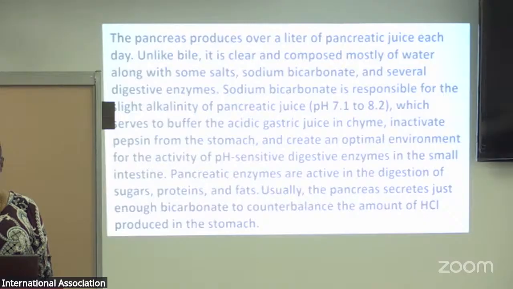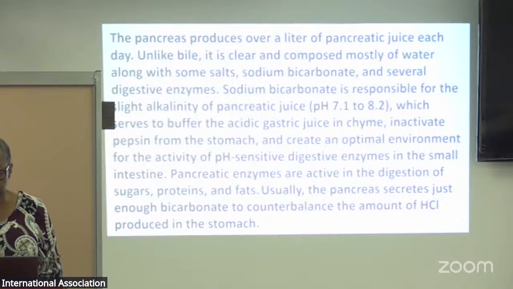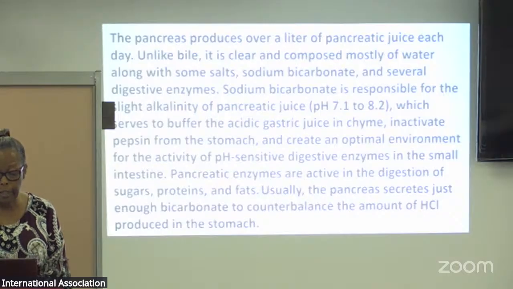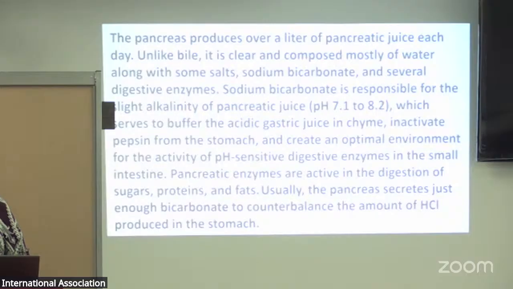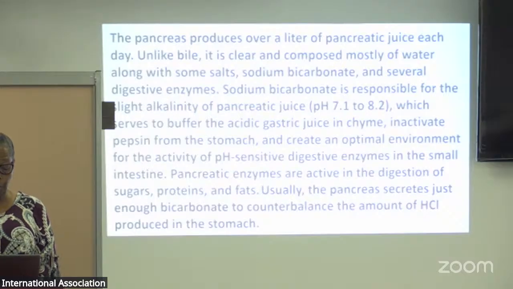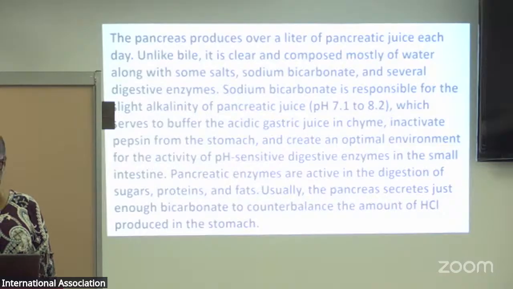The bicarbonate serves to buffer the gastric acid juices in the chyme, inactivates pepsin from the stomach, and creates an optimal environment for the activity of pH-sensitive digestive enzymes in the small intestines. Pancreatic enzymes are active in digestion of sugars, proteins, and fats.